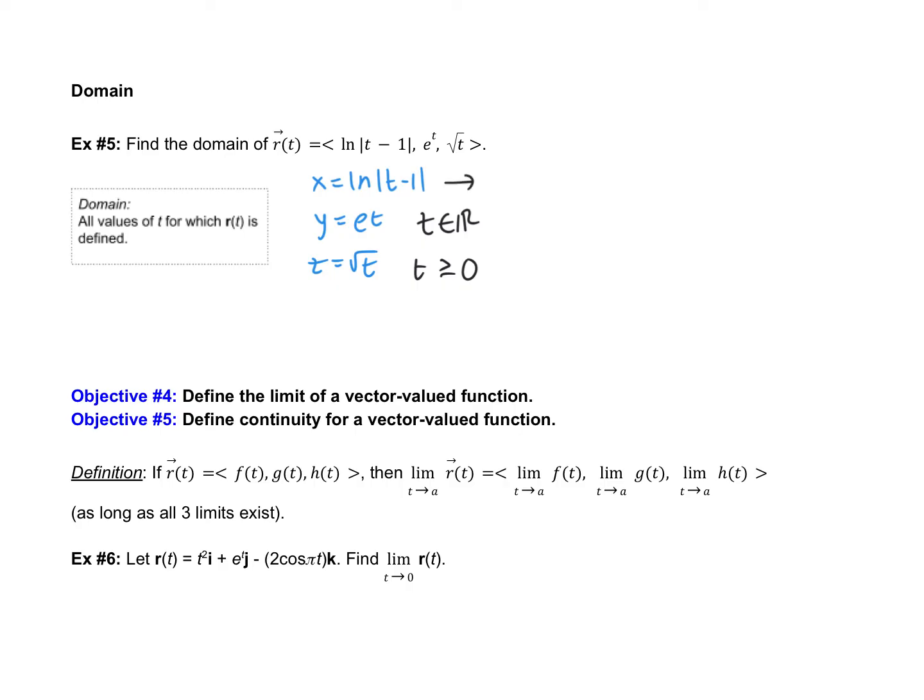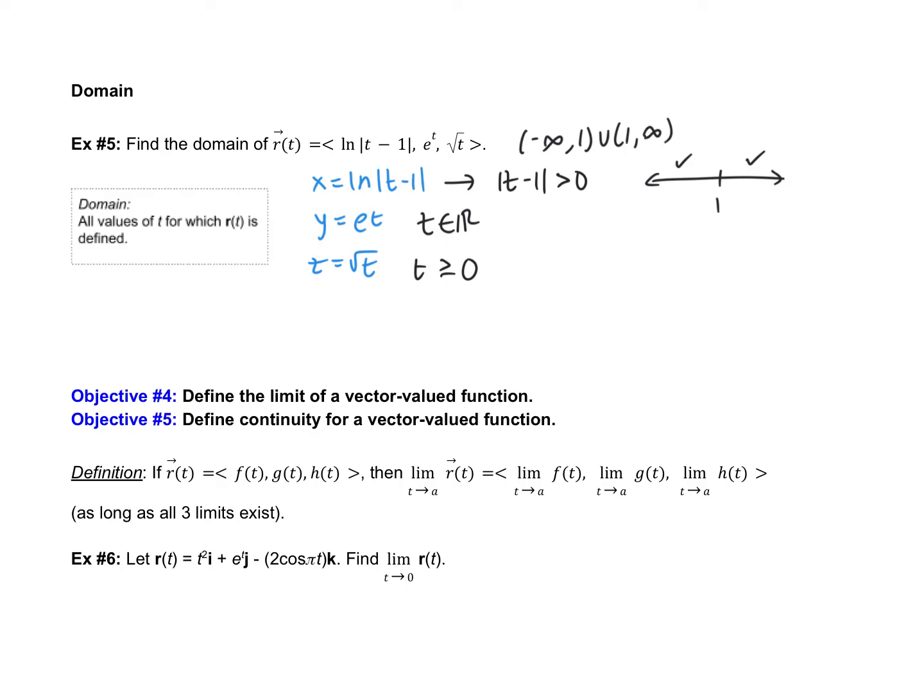Okay, so then for the natural log, we know the argument of any log has to be greater than 0. So if we think of a number line, the left side of this inequality is going to be 0 when our t value is 1. Above that works, below that works. So our domain for x is negative infinity to 1, union 1 to infinity.